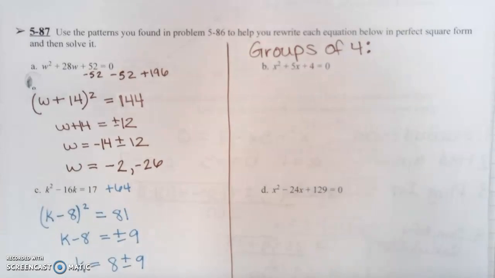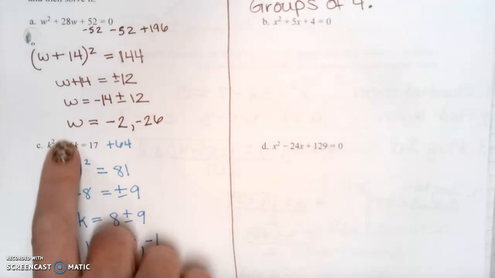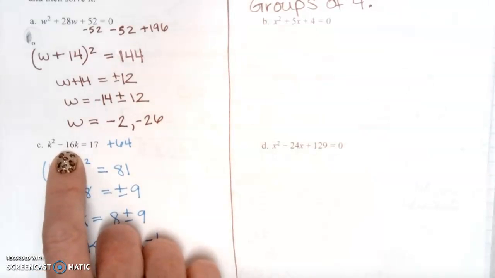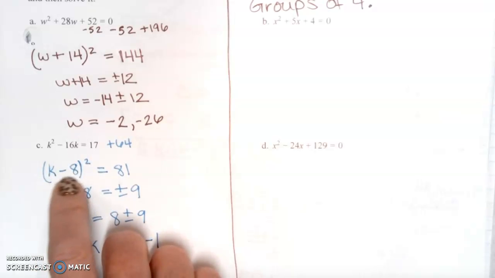All right. Jump down to C. And then you guys are going to come back and do B and D with your group. All right. For C, we have the equation K squared minus 16K equals 17. Okay? So the 17's already over on the right side. It's not set equal to 0. So we don't have to do that step. We can just jump to the step of taking half of that negative 16. So what is half of negative 16? Negative 8. So on the left, you're going to write k minus 8 squared.